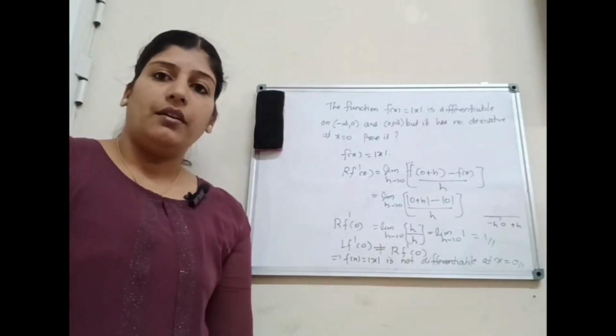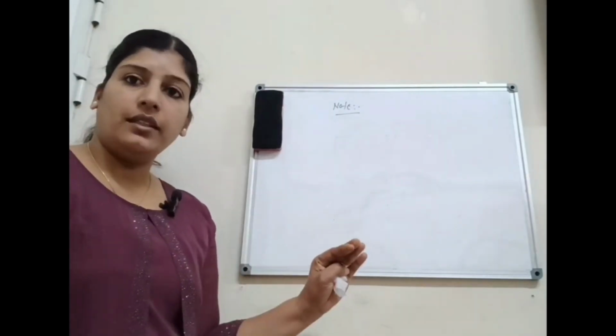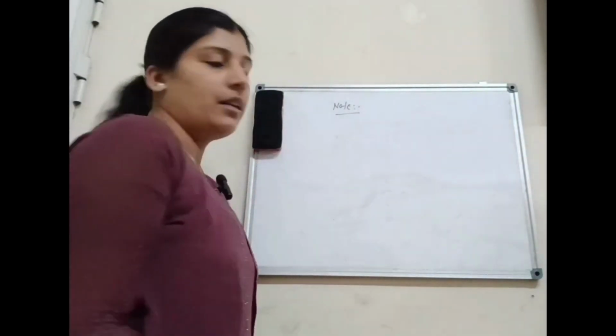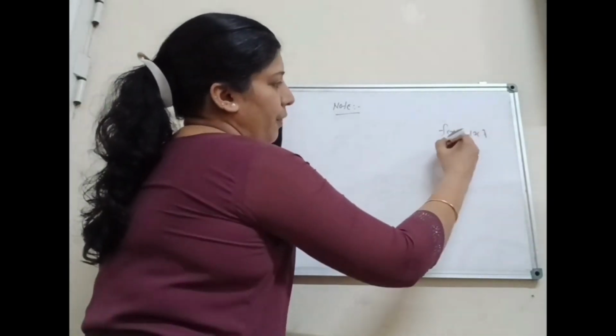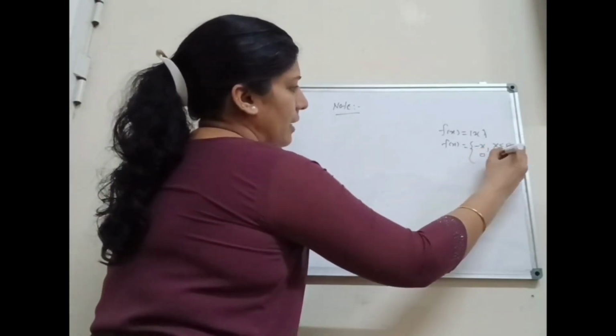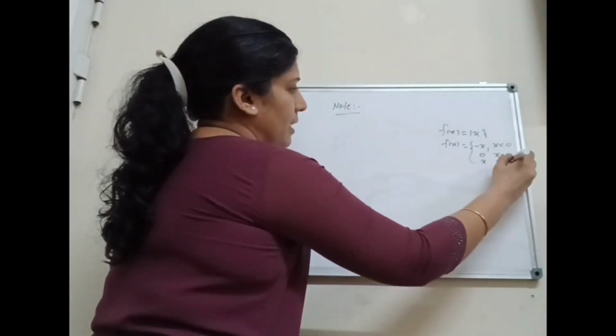Now here, we have to consider one note. By the theorem, we know that if f has a derivative at x equal to c, then f is continuous at x equal to c. How can we prove this? Let us consider the previous question. F of x equal to mod x. That means f of x equal to what? Minus x when x less than 0, 0 when x equal to 0, and x when x greater than 0.